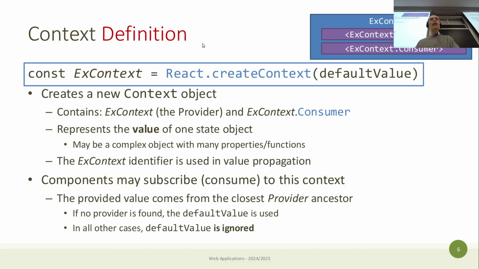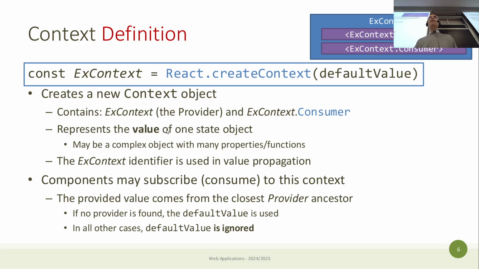So how to define a context? Well, there's a call from React.createContext. You pass a default value, it's a kind of initialization value, because in case you need it, you can pass it. But then you have the opportunity to set the value for the context later in the provider. So this creates a new context object.